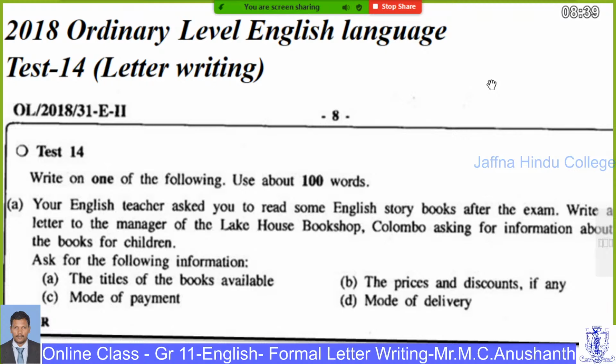The question is, your English teacher asked you to read some English storybooks after the exam. Write a letter to the manager of the Lake House bookshop, Colombo, asking for information about the books for children. Ask for the following information: the titles of the books available.